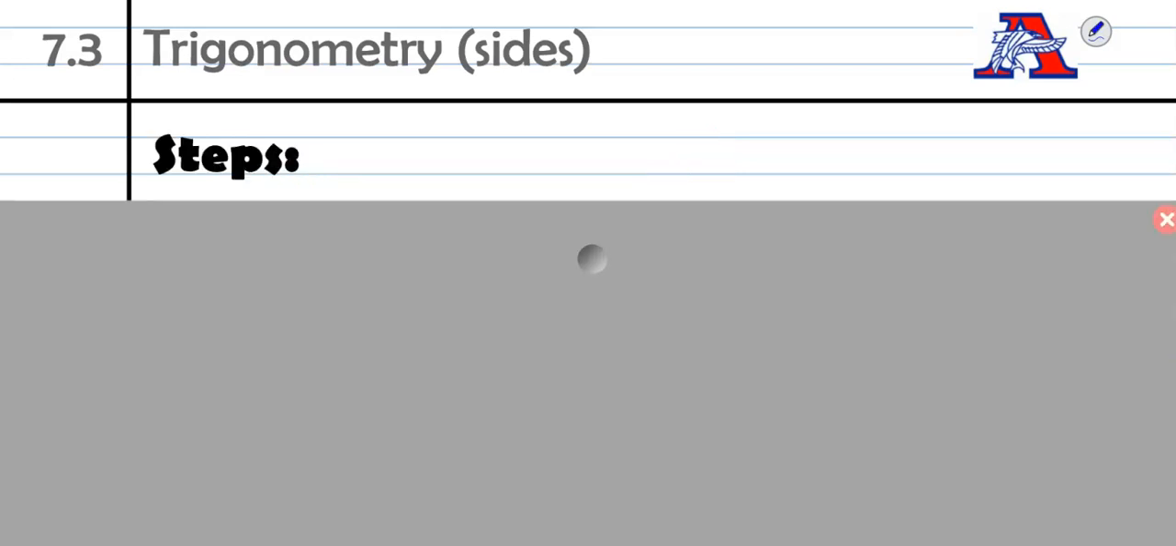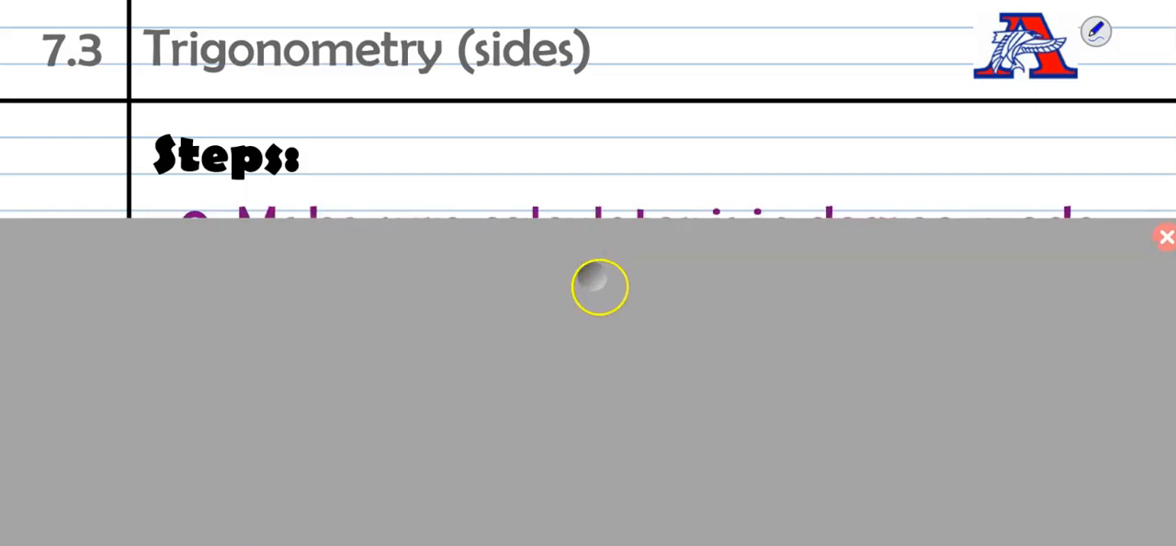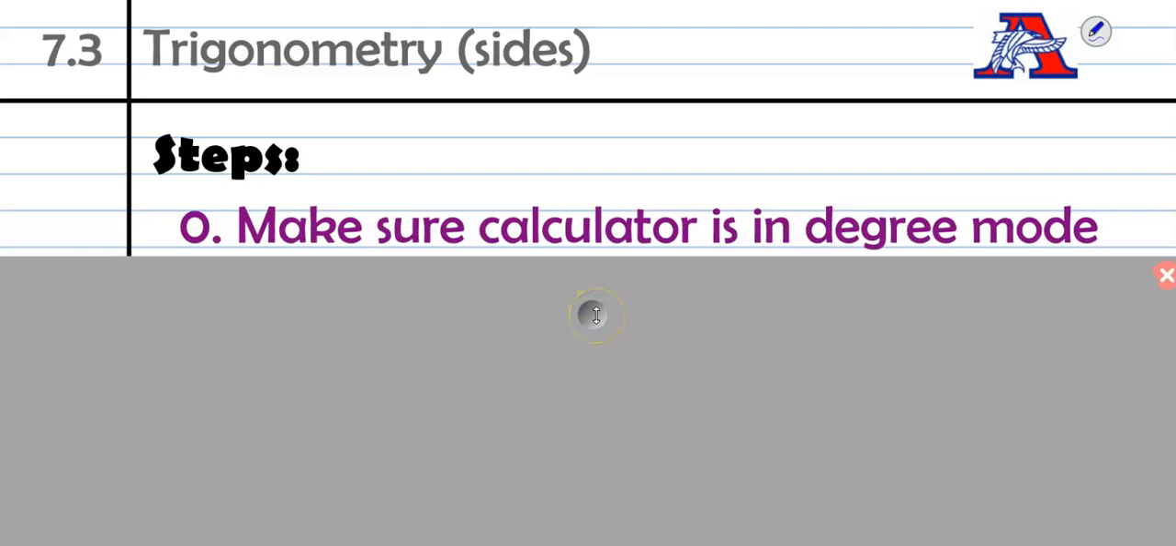All right, so I want you to write the steps down in your notes. I think in trigonometry, sometimes it gets a little bit overwhelming because it's a lot of steps, so I'd like you to put that in your notes. Step one, make sure your calculator is in degree mode. I'm actually calling that step 0.